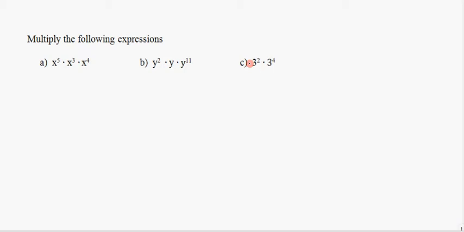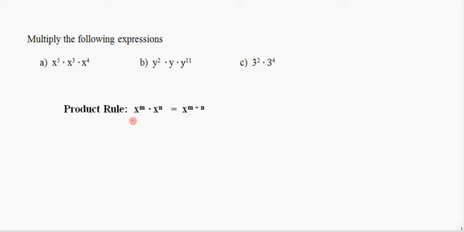So to multiply expressions like this, we're going to use what's called a product rule. And here's what the product rule tells us. If you take x to the m times x to the n, it's going to equal x to the m plus n. The base doesn't change, and the exponent is just the sum of the two exponents here and here.